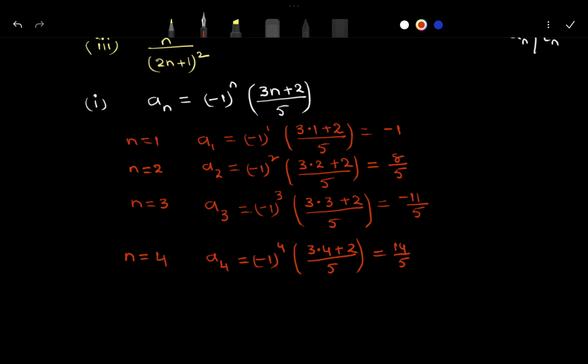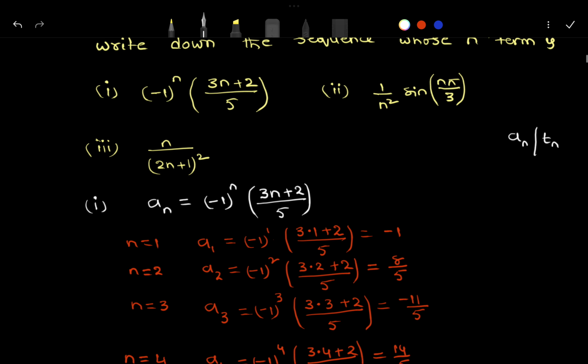So like that you can write. Therefore the required sequence will be minus 1, comma, 8 by 5, comma, minus 11 by 5, comma, plus 14 by 5, comma, and so on. Whatever number of terms you require, you can write like that. By substituting different values of n, you will get different values of the terms. So n is equal to 1 first term, n is equal to 2 second term, n is equal to 3 third term, and so on, you can find out.